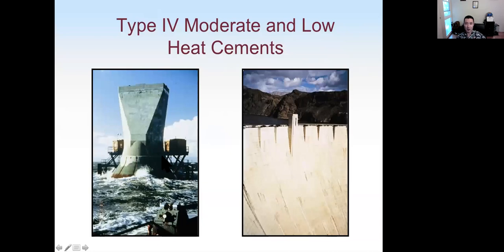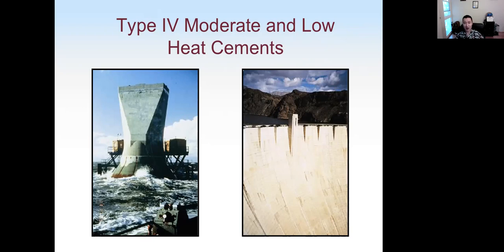Type 4 cement is low heat cement. In mass construction, such as this huge reinforced concrete pier or concrete dam, we pour a lot of concrete in one place. The temperature inside the concrete may be very high, because first of all, hydration will generate a lot of heat, and also concrete is a very good thermal insulator. So inside the concrete, the temperature may be very high.